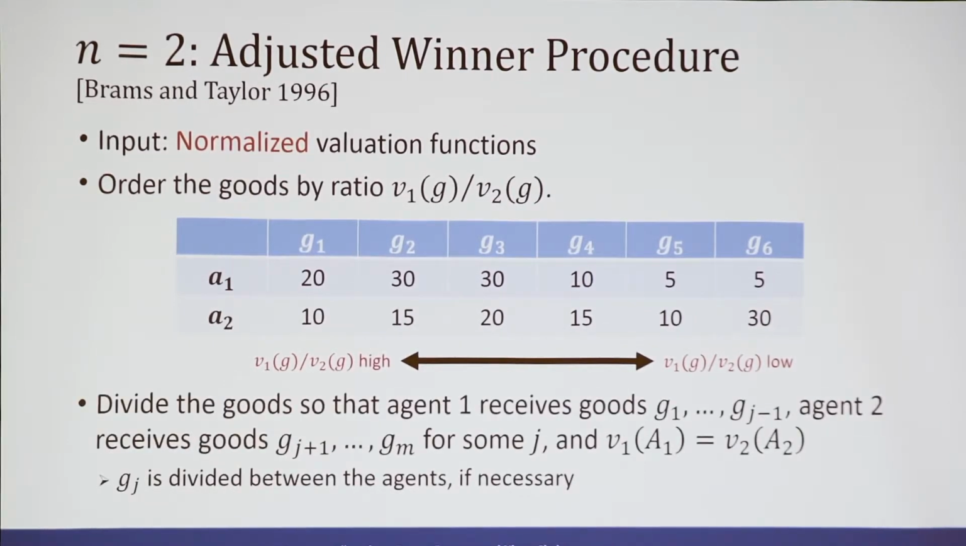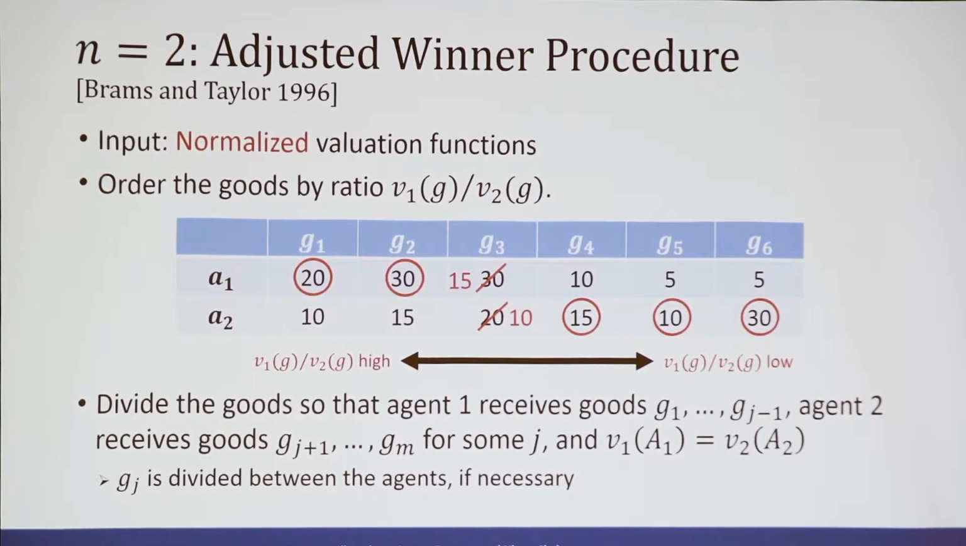So what the procedure does is it's going to divide the goods so that there's some breakpoint where, to the left of that point, agent 1 receives all the goods, and to the right of that point agent 2 receives all the goods. Okay? And the objective here is going to be to divide these goods so that each agent receives exactly the same utility. In particular, this might require that a single good is divided between the agents, but at most 1.